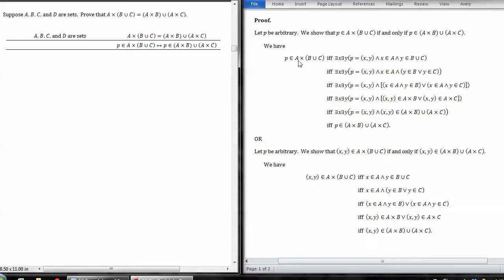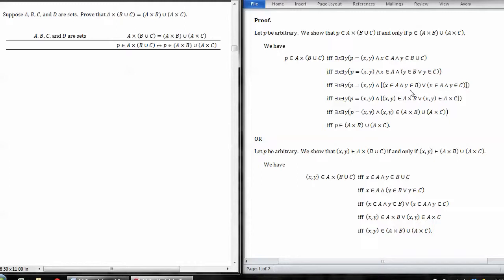And then we're going to show that P is in here if and only if P is in here. And alright, so we have P in the left side if and only if, well, let's just write out the definition of that. There exists a first coordinate x and a second coordinate y such that P equals xy with the first coordinate in A and the second coordinate in B union C. And then we're just going to keep rewriting that. And the first step is that y being in the union means y is in B or y is in C. And now I have this statement and this one, and so I can distribute that and to get x in A and x in B, or x in A and x in C.